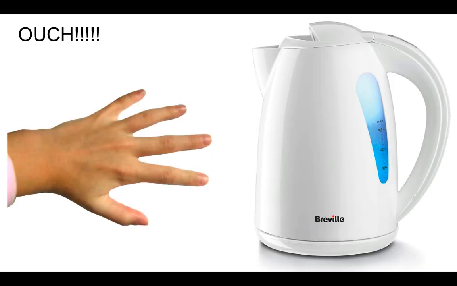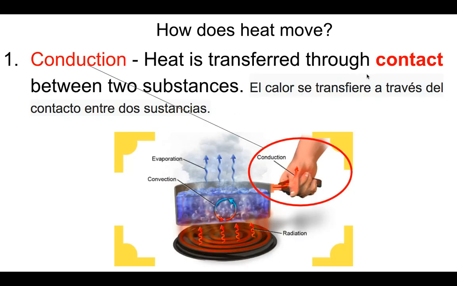This person is saying, ouch. So we can all pretty much imagine what happened here. They probably touched this hot kettle, and the heat from the kettle transferred to the hand. So when heat is being transferred because of touch, because of contact, we call that conduction. Heat is transferred through contact, conduction, contact.